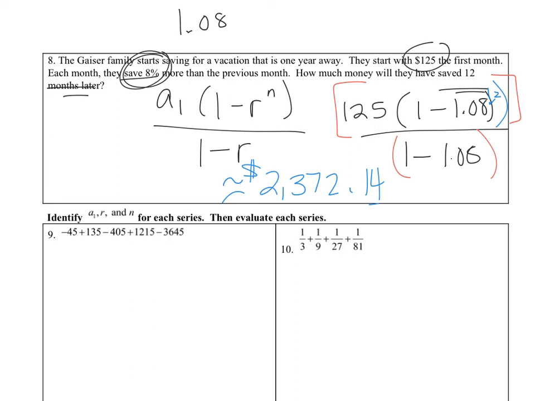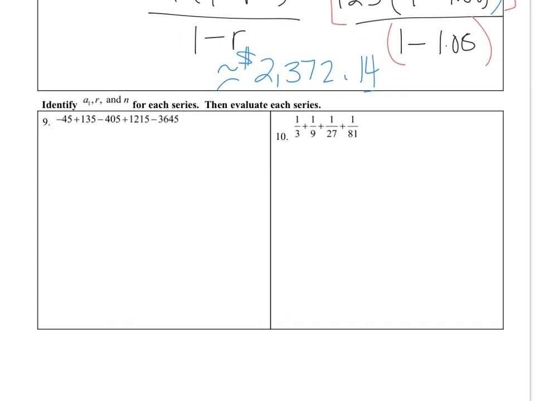Okay, then number 9, identify a sub 1, which is the first term, r, the common ratio, and n is the number of terms for each series. Then evaluate the series. So remember, evaluate the series means actually add it up. So a sub 1 in this one is negative 45. R is the common ratio. So to find R, I'm going to do 135 divided by negative 45. And R is negative 3.